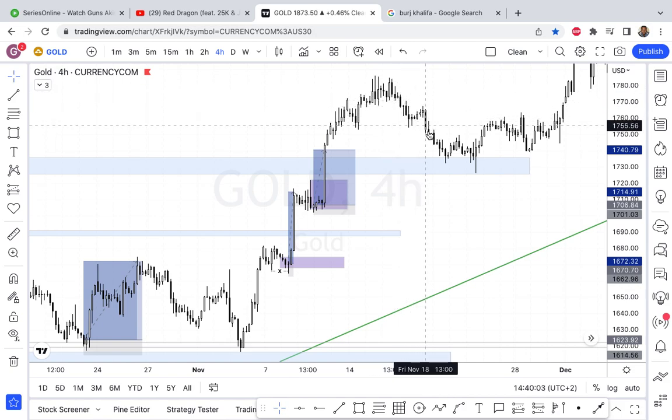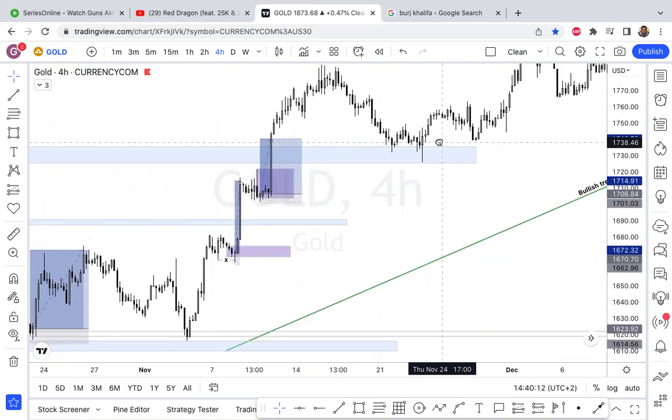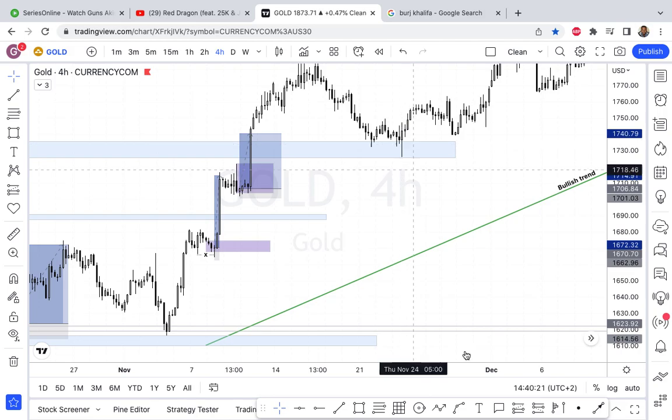We're not getting it. Okay, we didn't get anything here. We're not getting anything so far. Yeah, we're not getting it anyway there. And then here we go. We found something over here.